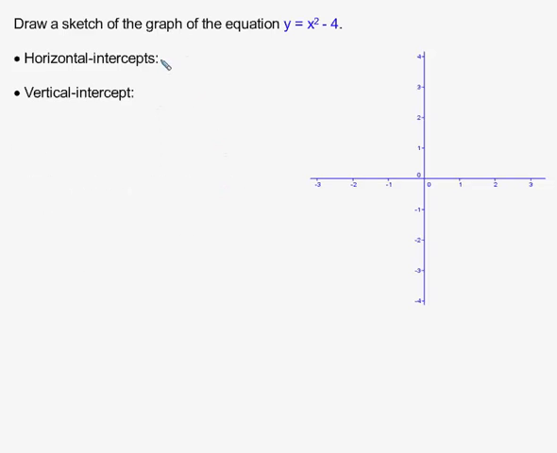To find the horizontal intercepts, that would be where the graph crosses the horizontal axis, usually called the x-axis. To do this algebraically, the technique is to replace y with 0, because we know any point on the horizontal axis, which is where you'd be at if you were a horizontal intercept, has a y value of 0. So solving this equation for x, I add the 4 over, and I get that x squared equals 4.